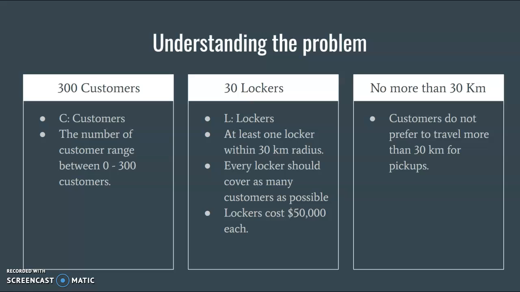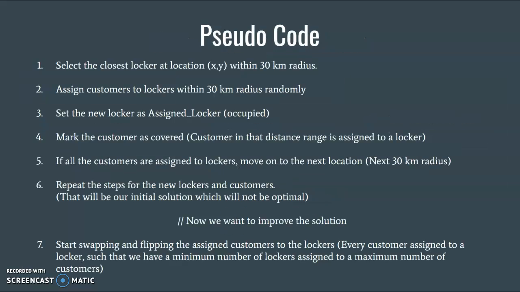And then for the Amazon lockers, L stands for lockers. But we have to have at least one locker within a 30-kilometer radius. Every locker should cover as many customers as possible within that area. But the lockers cost around 50,000 each. For the distance, we only wanted customers to travel 30 kilometers because they do not prefer to travel more than that.